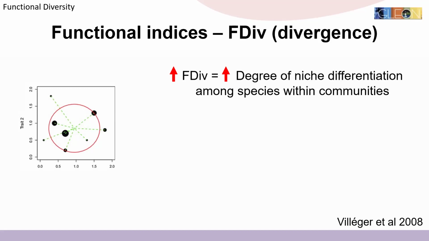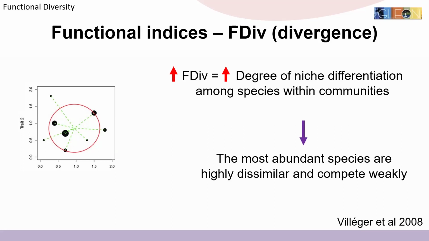So when we have a high functional divergence, it means that we have a high degree of niche differentiation among species within the community we are investigating. So the most abundant species are highly dissimilar, and they compete weakly. We can again think that if they are competing weakly and using the resources better, they have a more efficient resource use. So we also increase the ecosystem functions in that site.